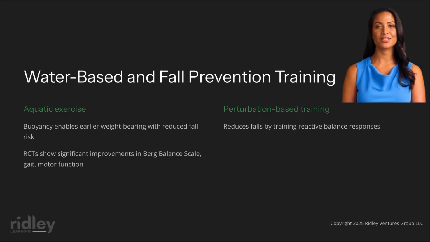Fall prevention represents a critical outcome of balance training programs, as falls represent a leading cause of injury and healthcare utilization in stroke survivors, with fall rates substantially elevated compared to age-matched individuals without stroke history. Comprehensive fall prevention programs address multiple contributing factors including balance impairment, lower extremity weakness, sensory deficits, medication effects, environmental hazards, and cognitive factors affecting safety awareness and judgment.